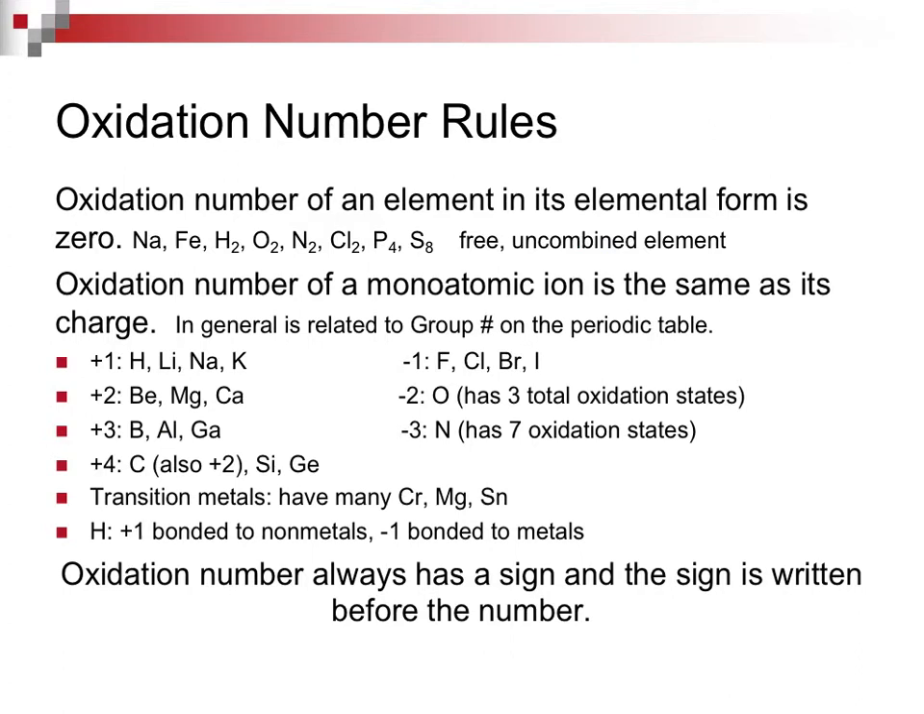The first rule says if you have an element in its elemental form, it will have an oxidation number of 0. Things like sodium and iron, the diatomic molecules, and also some of the less well-known nonmetals have an oxidation number of 0. The second is if you have a monoatomic ion, it's going to be the same as its charge.